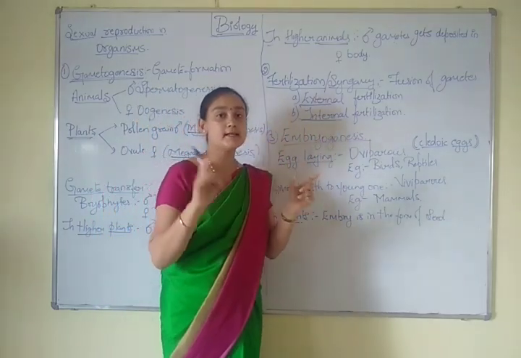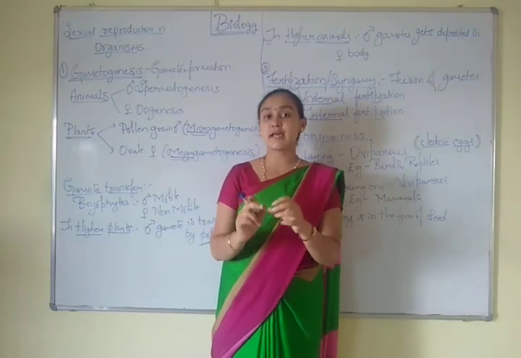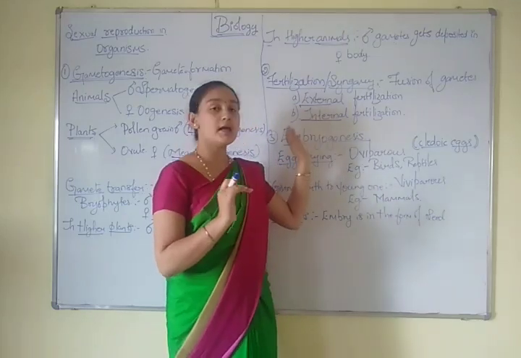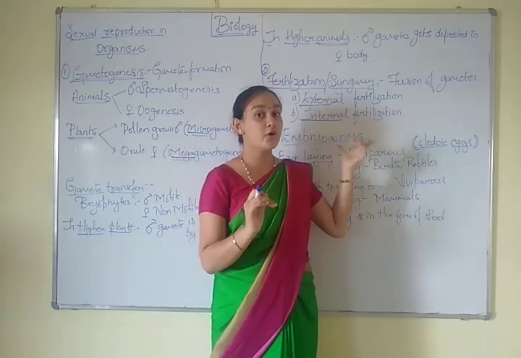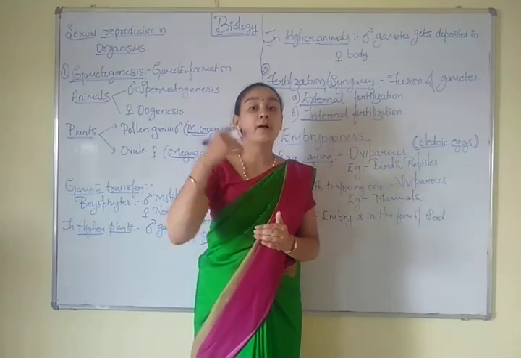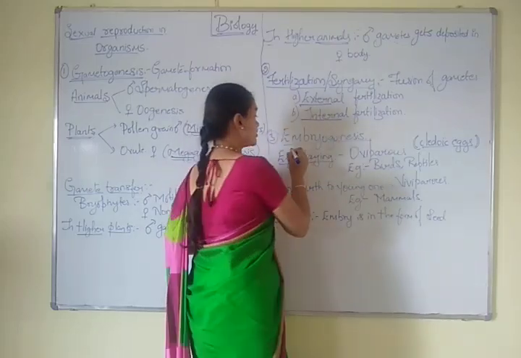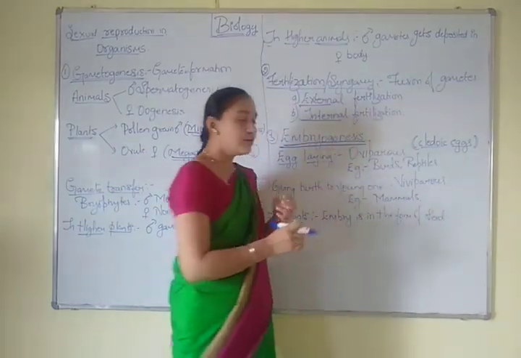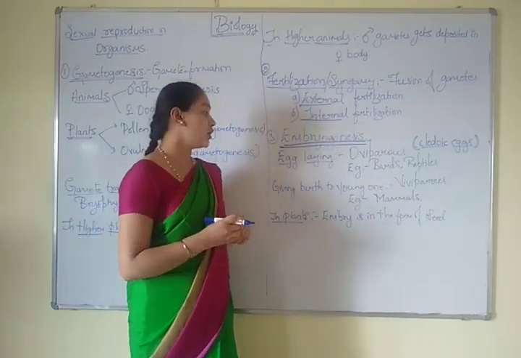So what happens is the male gamete and the female gamete fuse and form the zygote, right? So the zygote will further divide to give the embryo, right? This formation of the embryo from the zygote, the process is called embryogenesis. Now the embryo is being formed here, right, in the embryogenesis.